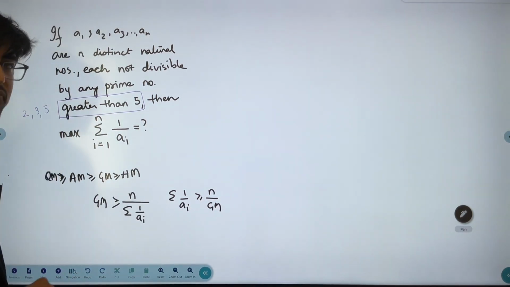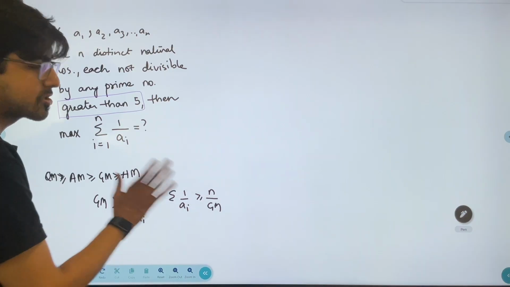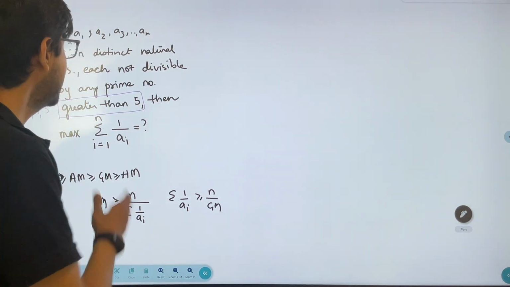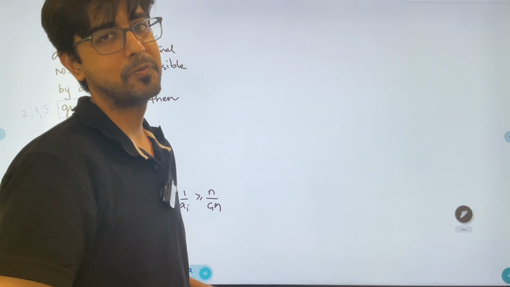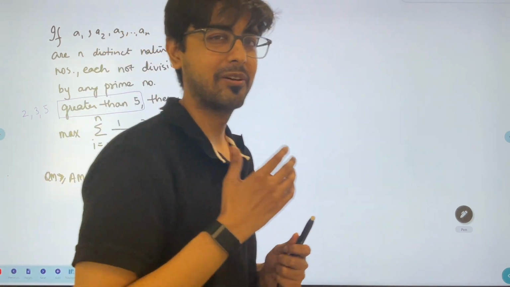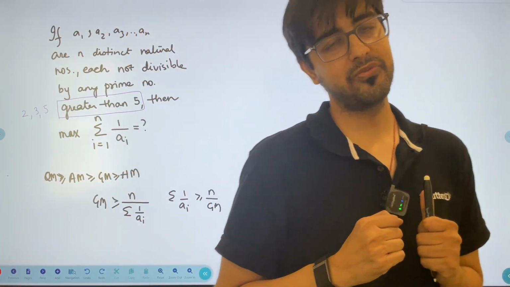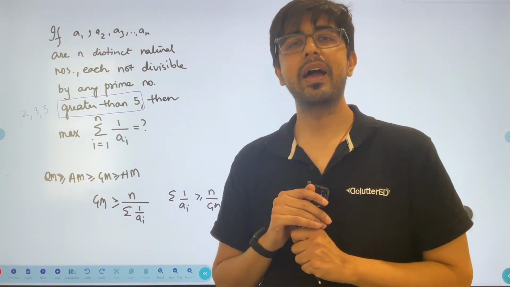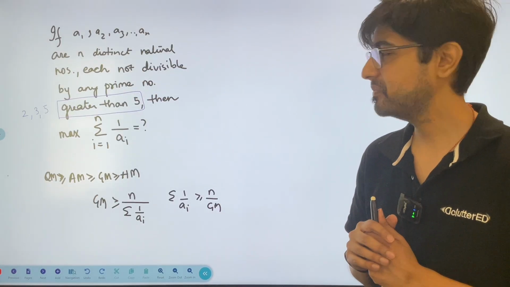We are not supposed to find the minimum value because this is going to give you the minimum value. We are supposed to find the maximum value. How does one do that? Think about this question for a couple of minutes and then come back to me for the solution.